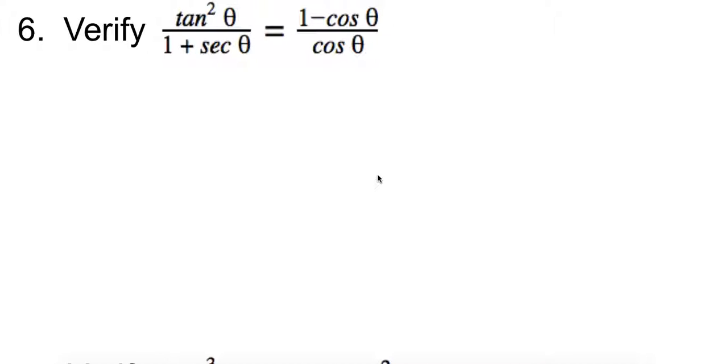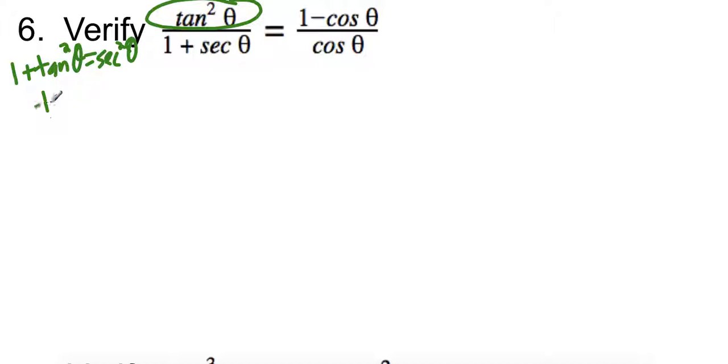All right, we want to verify that tangent squared theta over 1 plus secant theta is equal to 1 minus cosine theta over cosine theta. When I look at this, I don't see a lot, but I do see a tangent squared, and it also has some secants in it too, that makes me think that one Pythagorean identity might be useful. What is it? 1 plus tangent squared equals secant squared.